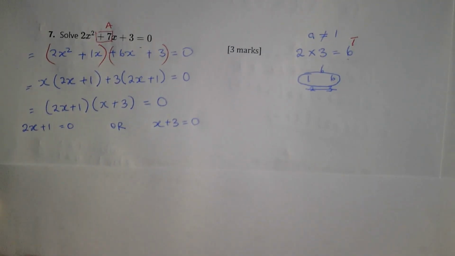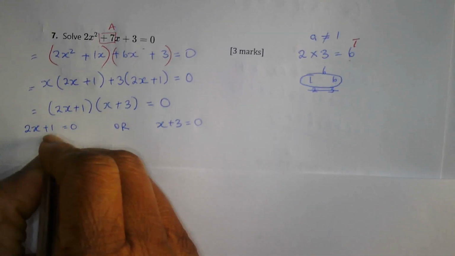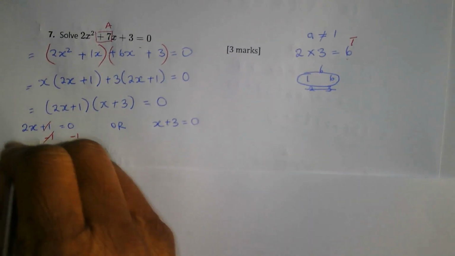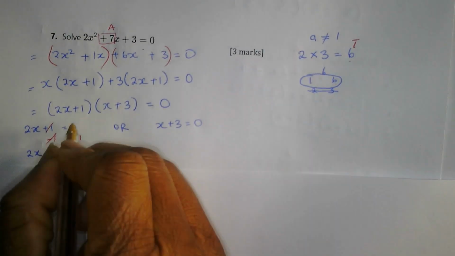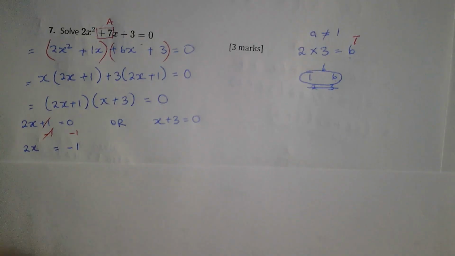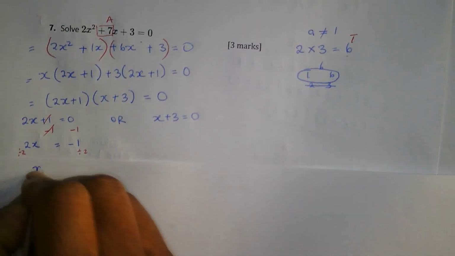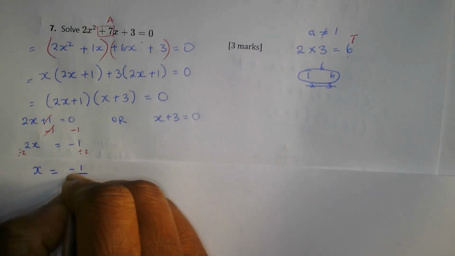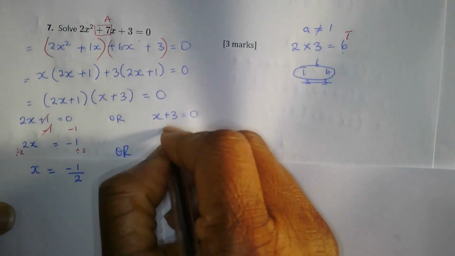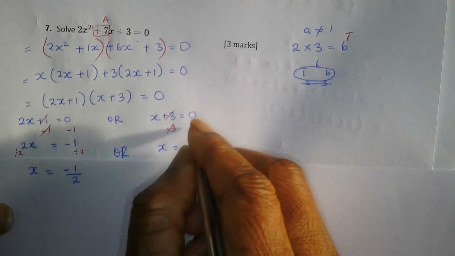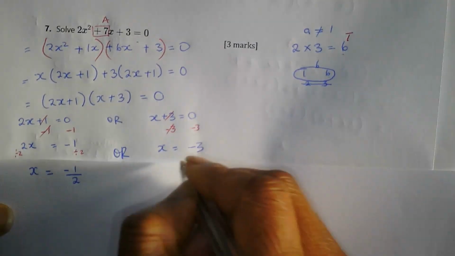If 2x plus 1 equals 0, you subtract 1 from both sides so that is 0, and you have 2x equals minus 1. 0 minus 1 is minus 1. And then we divide both sides by 2. That means we have x equals negative 1 divided by 2. Or we subtract 3 from both sides and we would have x equals 0 minus 3, which is minus 3. And that's it.